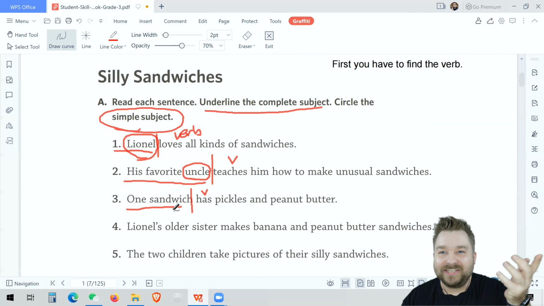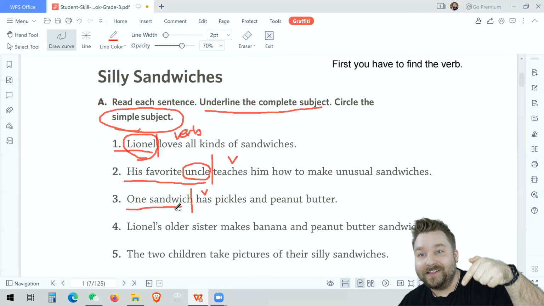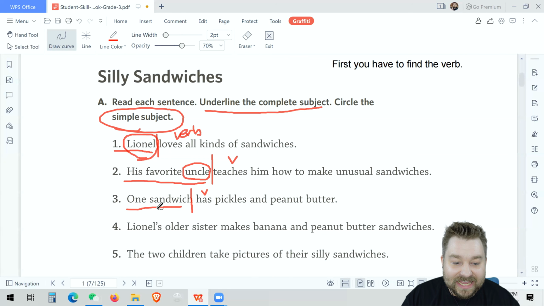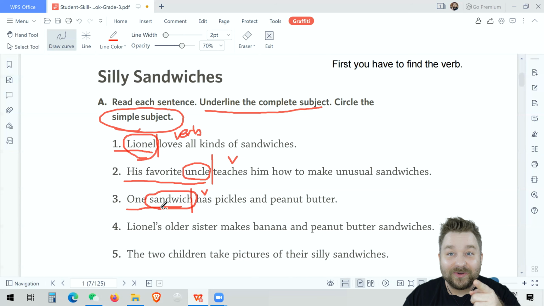Sandwich, right? Because "one" just says how many of what? Subject. So sandwich is our simple subject. Ooh, this is getting easier, right? Let's look at number 4.